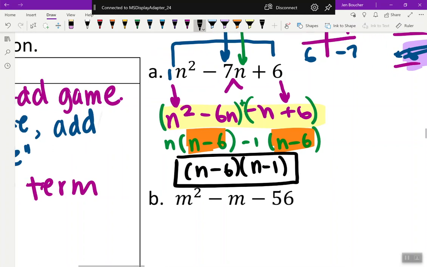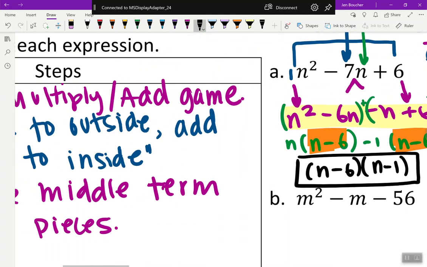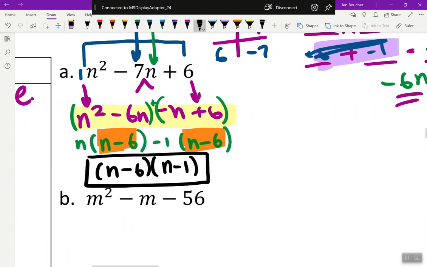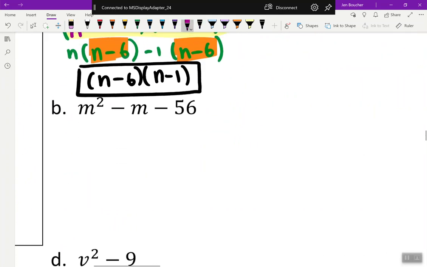Okay, let's do it again. Part B. What's the first step? Yeah. We are looking for two numbers that multiply to the outside. 1 times negative 56 is negative 56. And they add to the inside, which is what? Negative 1. Now, we did happen to play this multiply add game when we were doing questions from 5.